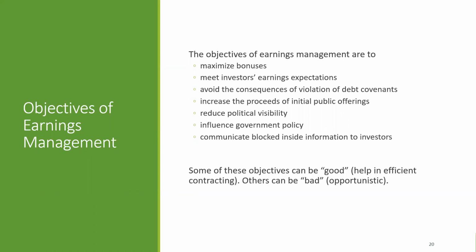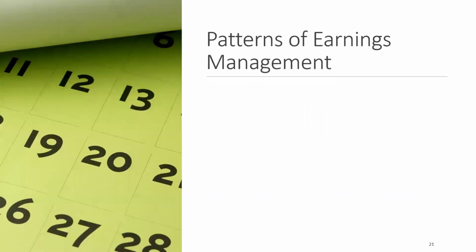Now, some of these objectives you can argue are good because they help in efficient contracting, and the others are opportunistic. They only serve the interests of the manager. We talked about earnings management happening in discernible patterns. There are four main patterns.